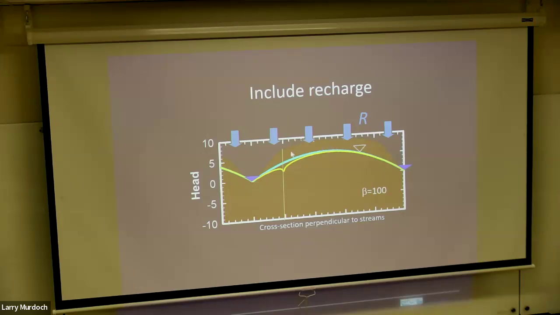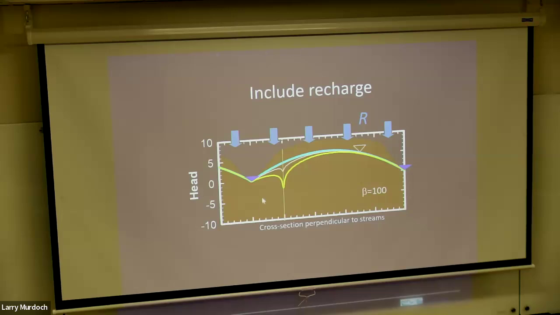This flow here will go to the well, and then there's a divide right here where the flow over here goes to the stream, and this flow here, this recharge, goes to the well. Okay, so we've started to pump the well. We're just getting water out of storage.